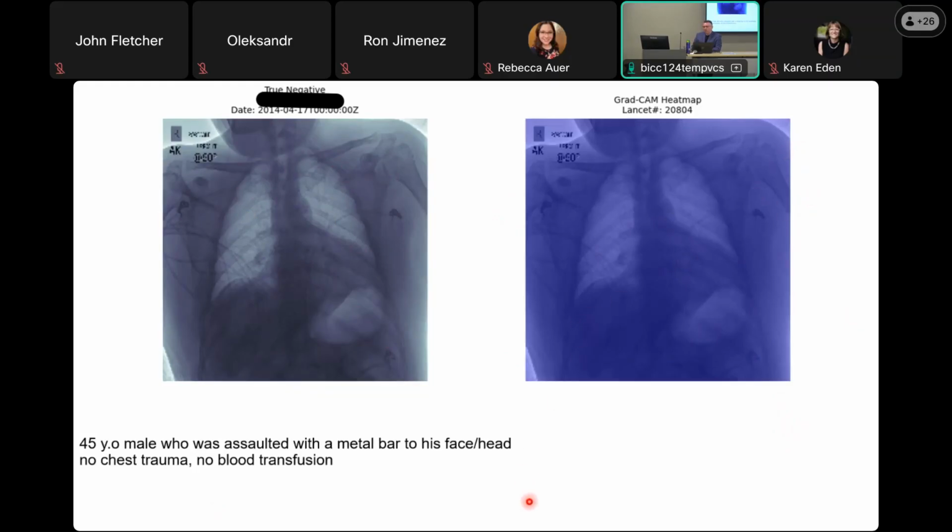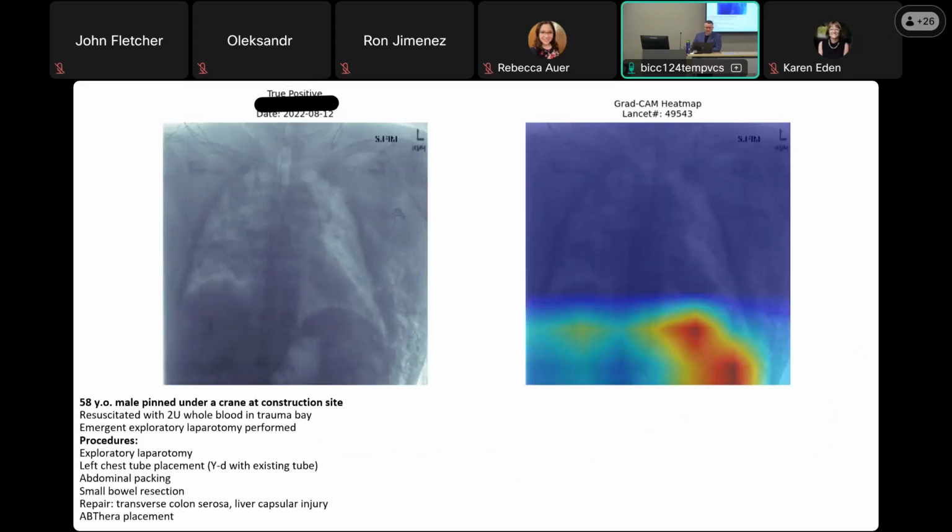What you are seeing here is a 45-year-old gentleman who was assaulted by a metal bar to the head. So there was no chest injury, there was no blood transfusion. This is a true negative case. The only reason I'm bringing it up here is because I wanted you to see this blue screen means there was no activation. On the next screen, however, we are seeing this patient.